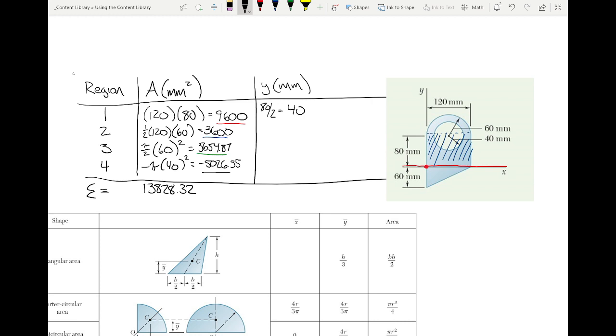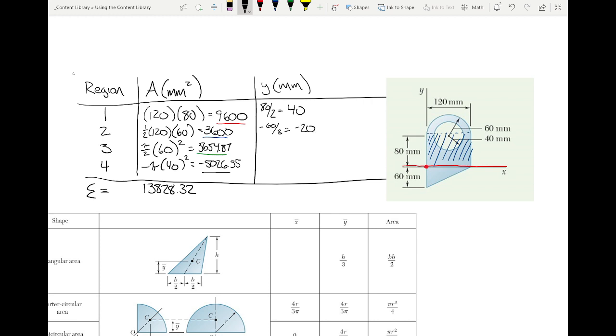Now, let's take this triangle. How far is it from this red line to the centroid of that triangle? Again, we're trying to determine the centroid of the whole thing, and so we're referencing the centroid of each of these basic shapes. 20 millimeters, but is it 20? Negative 20, because we're going down. We have to respect our coordinate system. So negative 60 over 3.